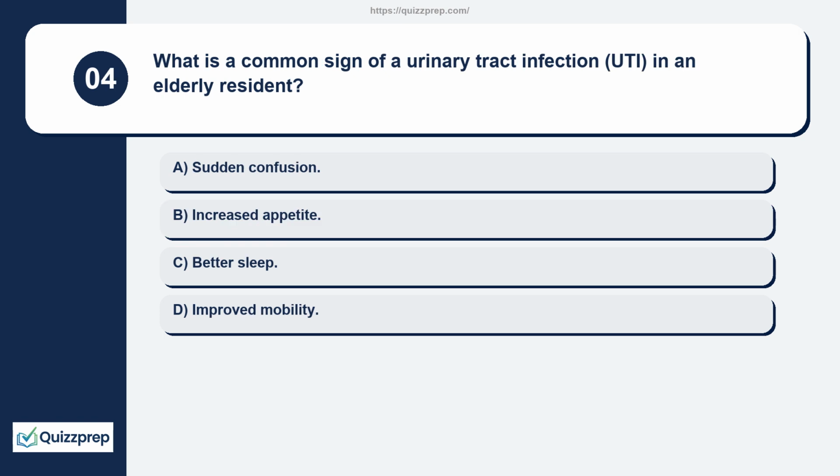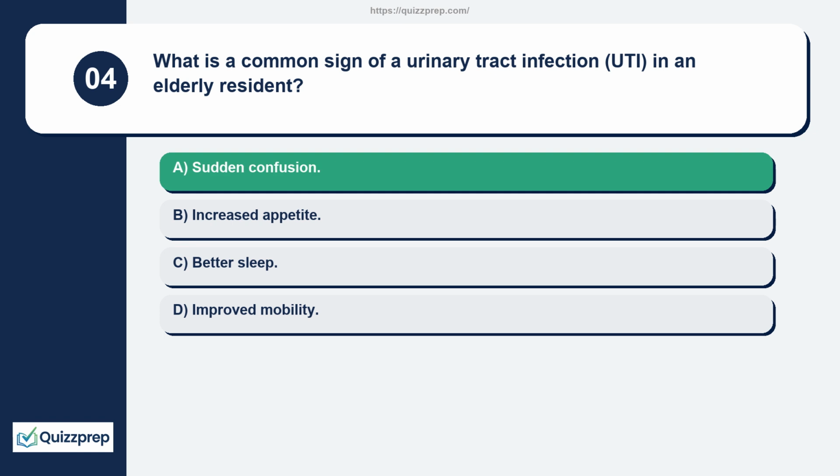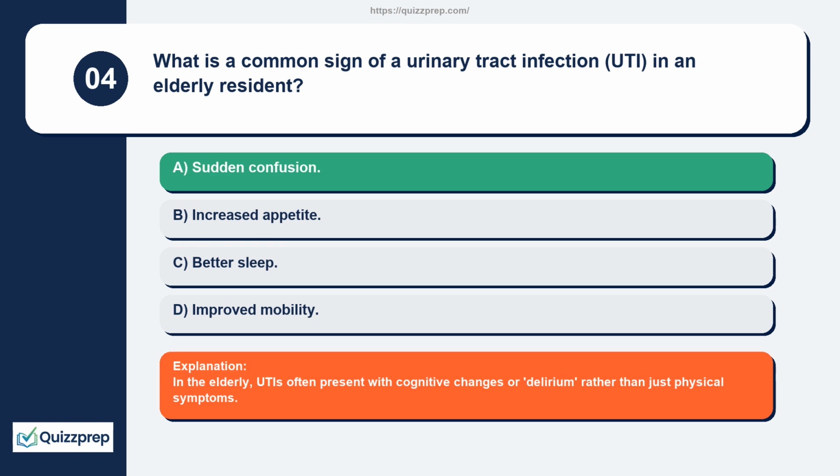Question 4. What is a common sign of a urinary tract infection, UTI, in an elderly resident? Sudden confusion, increased appetite, better sleep, improved mobility. In the elderly, UTI is often present with cognitive changes or delirium rather than just physical symptoms.